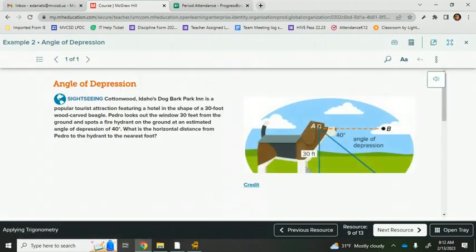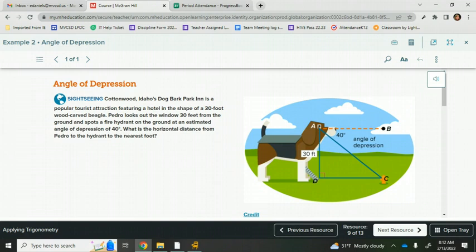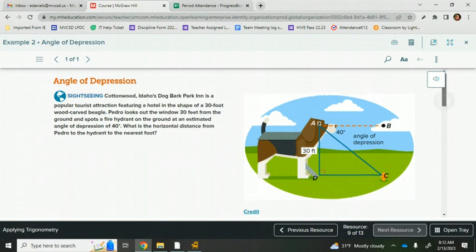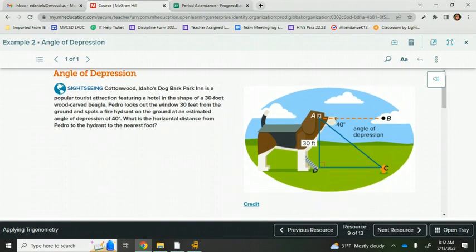Okay, so angle of depression, kind of like what we worked with last time. This one, I know when I was going over it, I got a little tripped up, but I think I solved it in a good way, so hopefully I can relay that information to you guys. Okay, so again, we're using angle of depression. In this case, we are sightseeing.